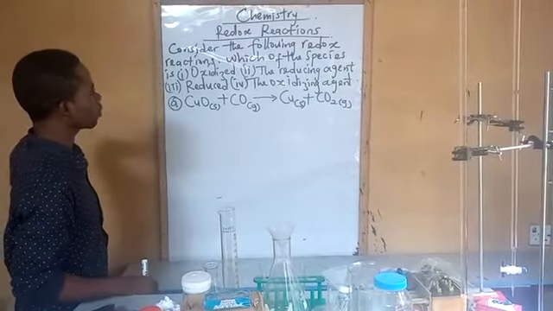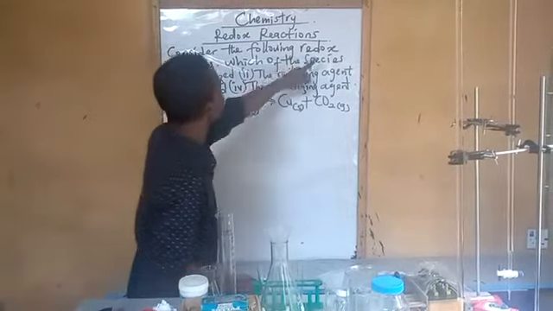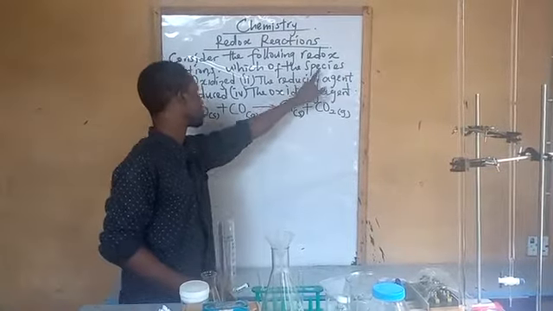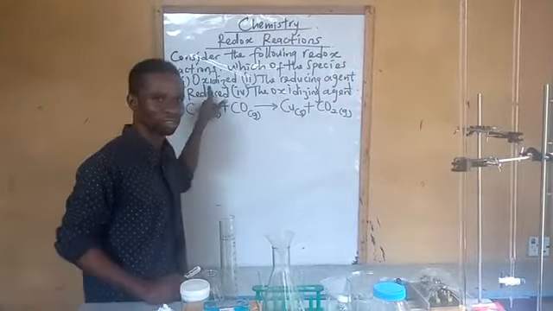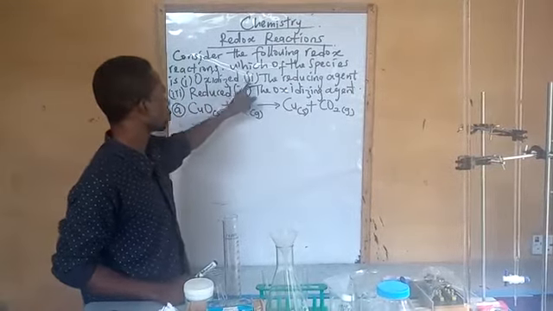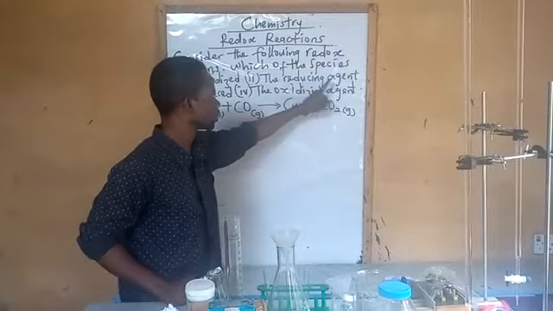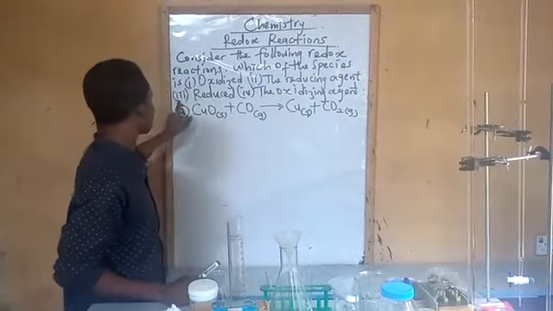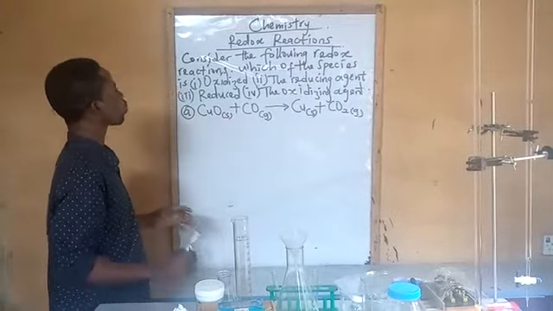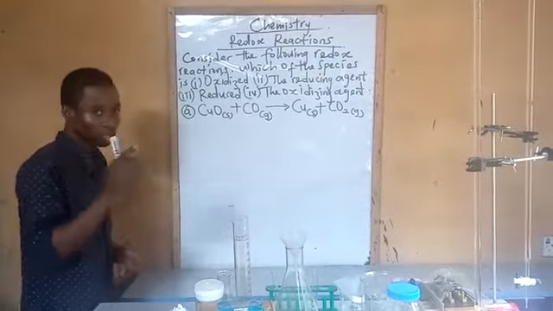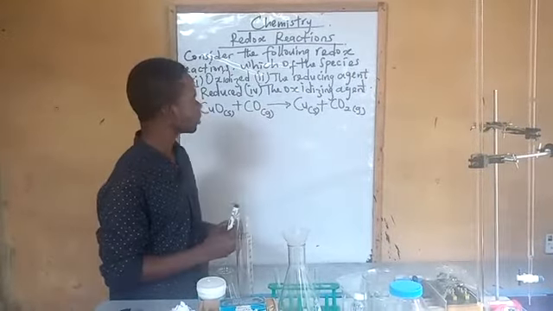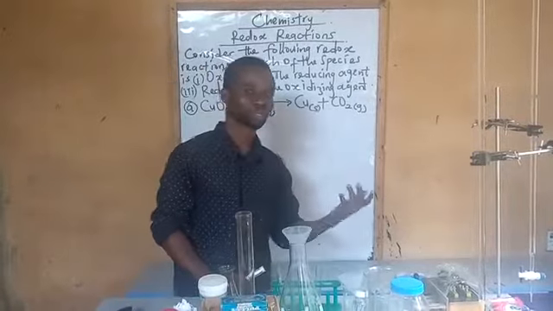Now, according to the question on the board here, it says, consider the following redox reactions. Which of the species is oxidized? We must go to the reducing agents. You want to know the one that is oxidized. Like I told you, anyone that is oxidized is a reducing agent. Anyone that is reduced is an oxidizing agent.